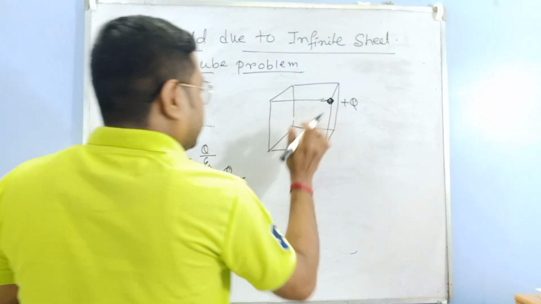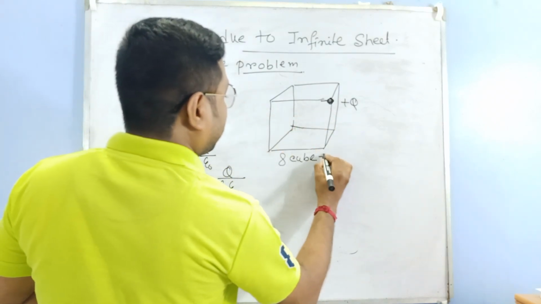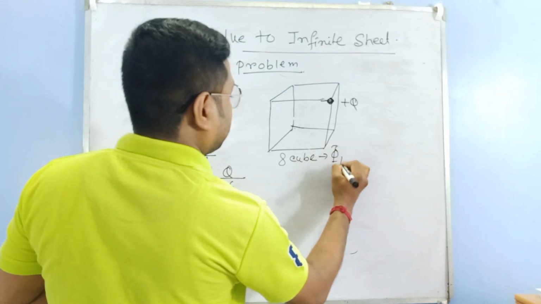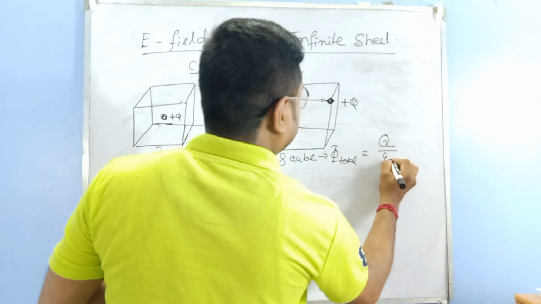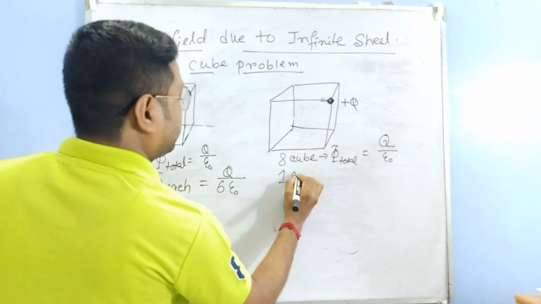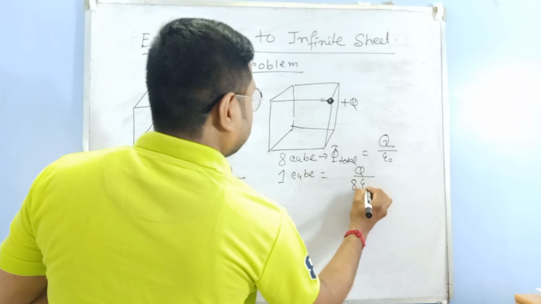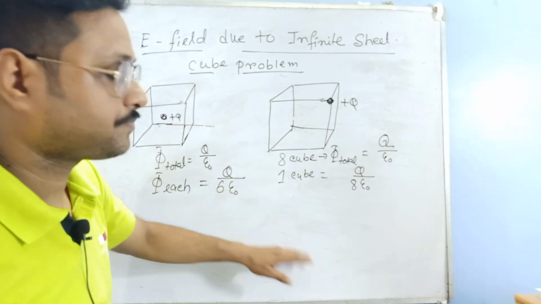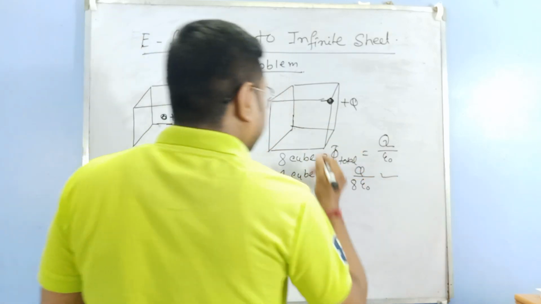It can be proved that 8 cubes are required to form a closed surface. Therefore, for 8 cubes, the total flux phi total must be equal to total charge divided by epsilon naught. So for 1 cube, it must be equal to q by 8 epsilon naught.